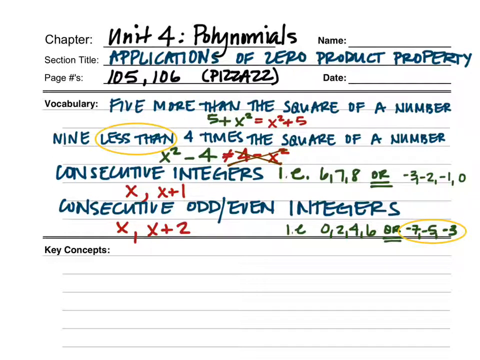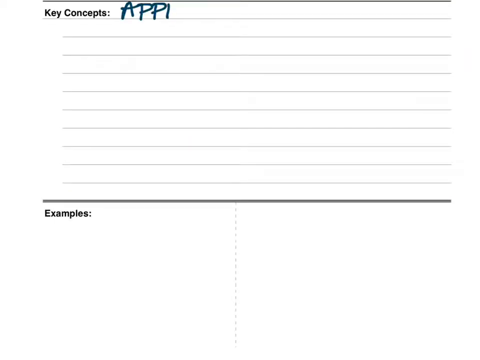I could even add in x plus 4, because that would get me from the first integer x to the second odd or even integer, and then to the third odd or even integer. So that's an important piece to work with. Now let's take a look at some key concepts, particularly applying to applications. There's going to be some information on this method.